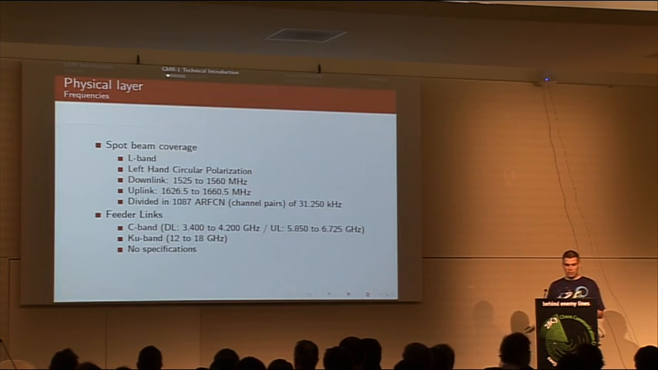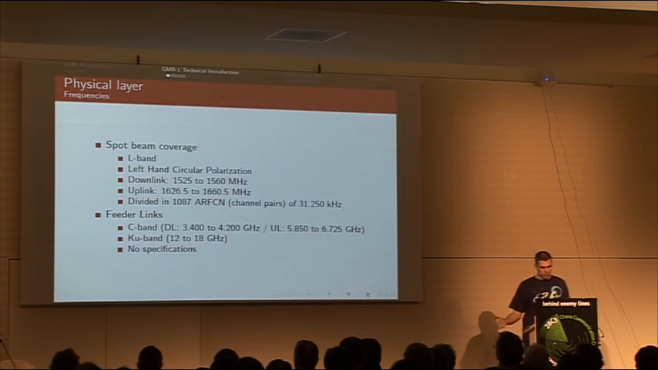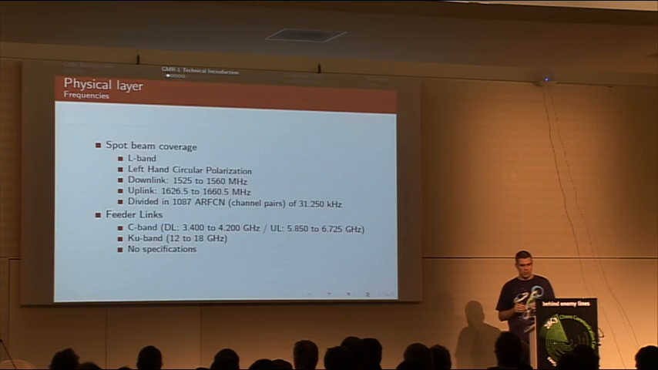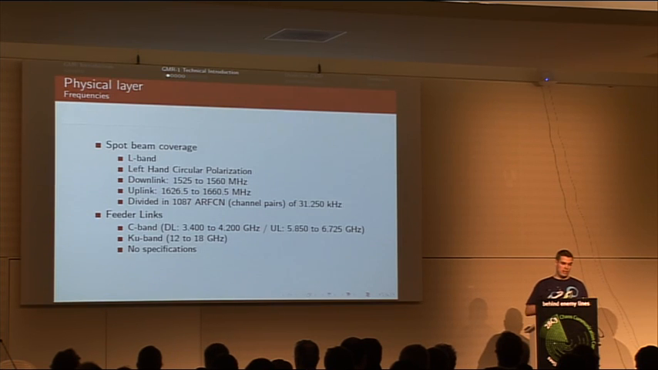The feeder link, so that's the link between the satellite and the main gateway station on Earth, can happen either in C-band or in K-band, but that's about all that's said in the specification. There is no other technical detail available, at least publicly, as to what exactly happens on that feeder link.